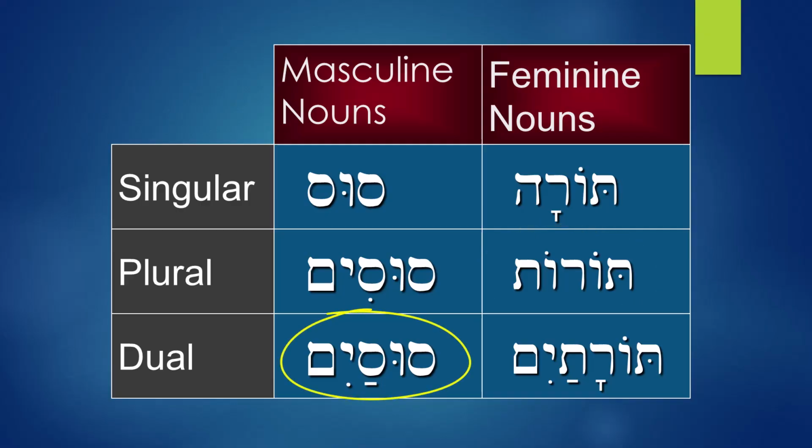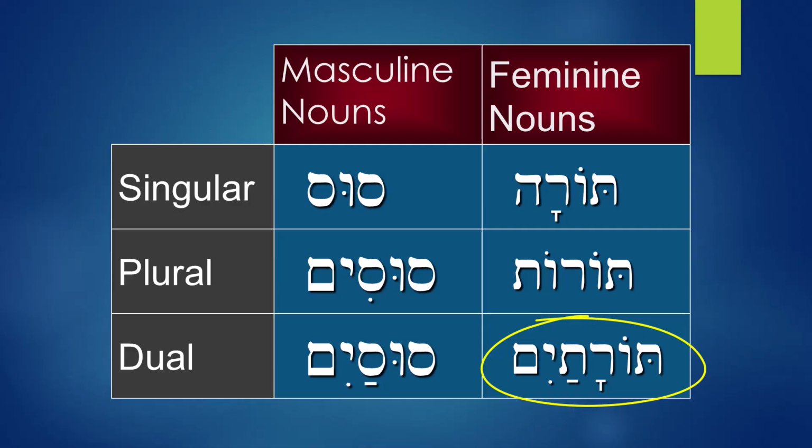Sosayim is a masculine noun, but the number is duo. Remember the ayim is a sign of a duo noun. So the translation is going to be a pair of horses. Instead of one horse, here we're going to talk about a pair of horses.